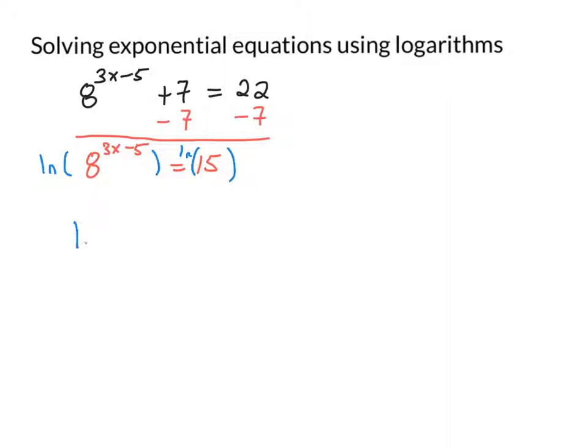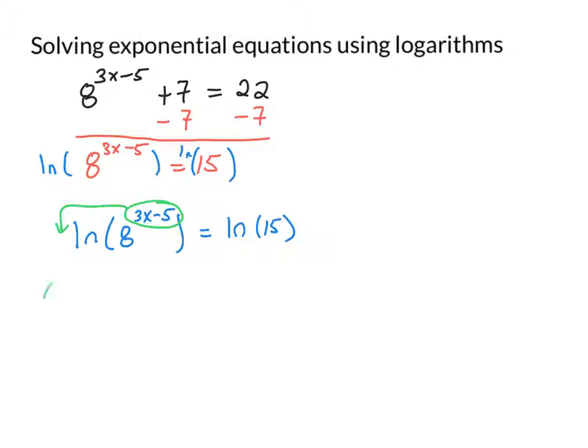So I get the natural log of 8 to the 3x minus 5, that's all in the exponent, is equal to the natural log of 15. I did this for a very particular reason. When I take the natural log of both sides, I'm doing this because I really would like to take this exponent and bring it down out front. So I need to take that 3x minus 5 and multiply it by everything.